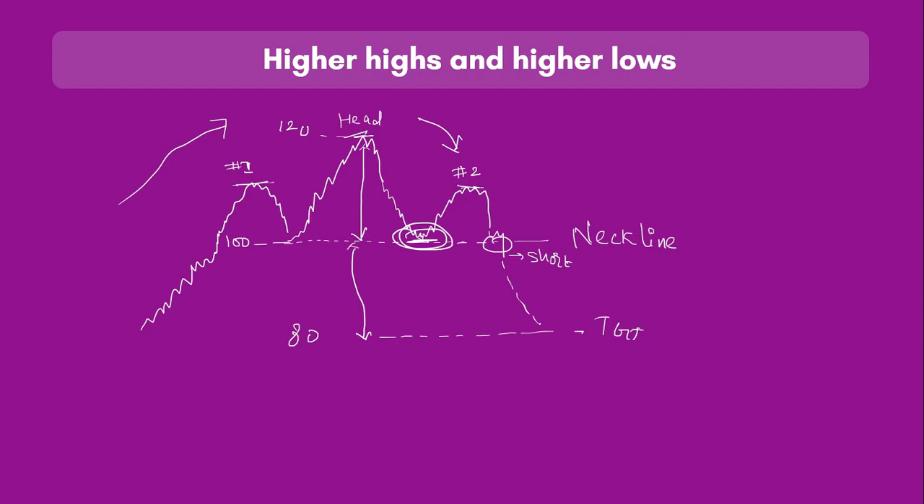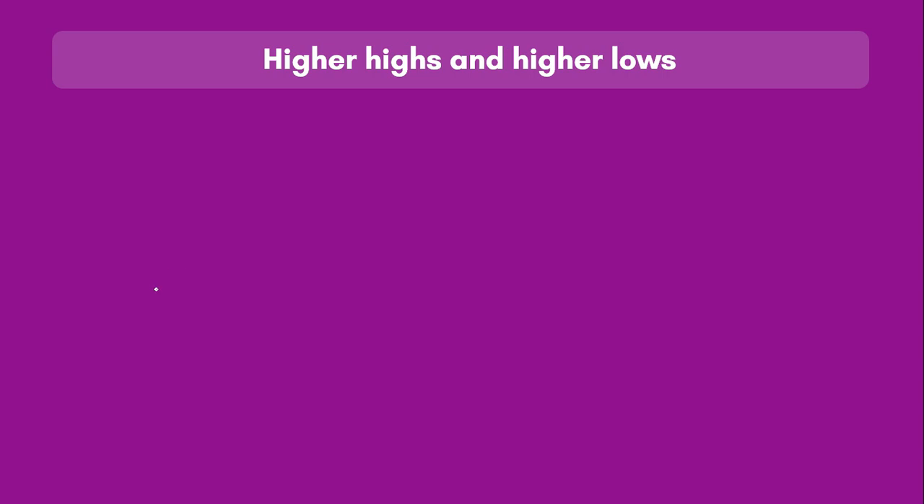Now, this neckline can be inclined as well as declined. Let me explain a few other examples of head and shoulder. This was the basic example of head and shoulder where the neckline is horizontal, whereas say the stock is going up like this, going down, creating another head and then creating another shoulder.